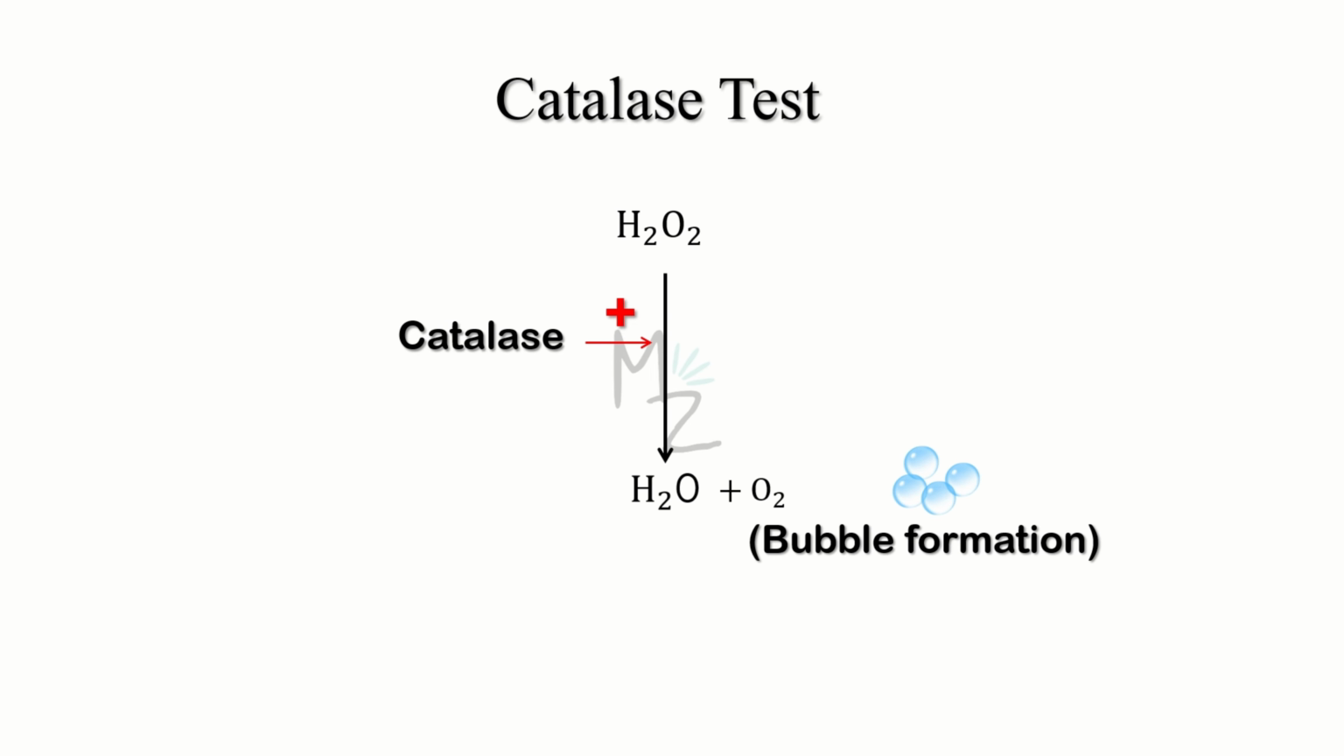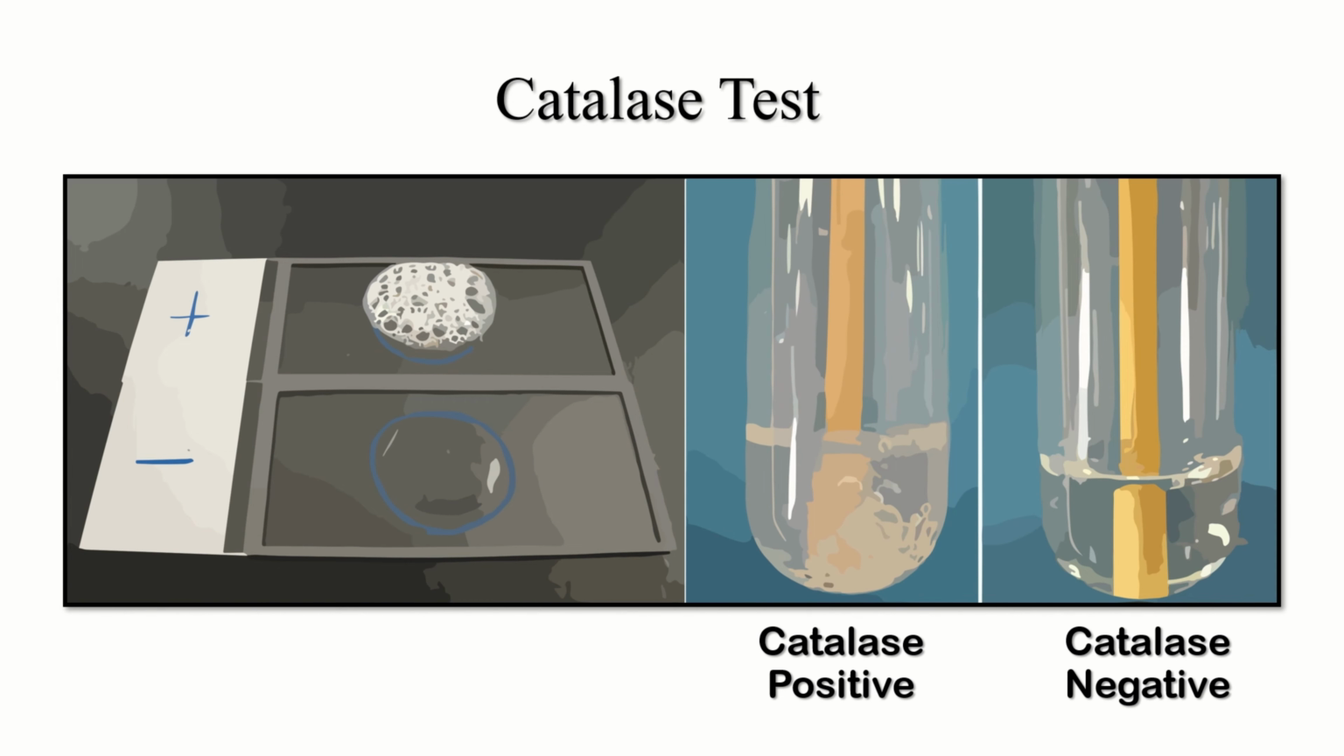If this bacteria releases catalase, this will convert hydrogen peroxide into water plus oxygen. Oxygen is responsible for causing bubbles, so bubbles will be formed and will confirm that it is a catalase positive bacteria. If it does not convert hydrogen peroxide into water and oxygen and no bubbles are formed, then this is a catalase negative bacteria. As you know, Staph are catalase positive bacteria, so it will form bubbles in the petri dish. So as you can see on this slide and in this tube, the one having no bubbles is catalase negative.